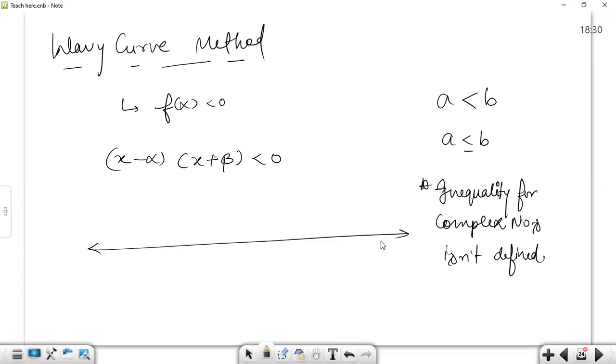You learn about it in the chapter also. So beta should be negative, minus of beta. Alpha is positive, so alpha will be here, because it is tending towards plus infinity. This is going towards minus infinity.